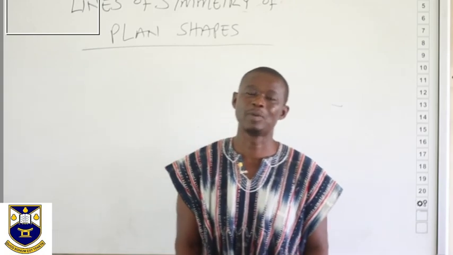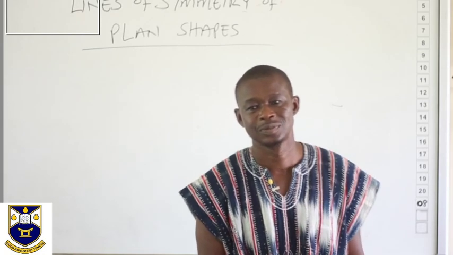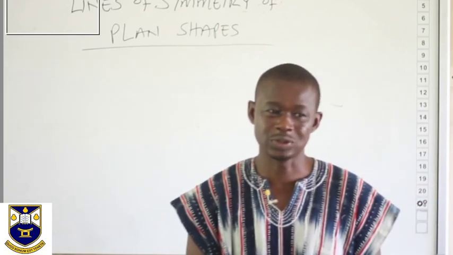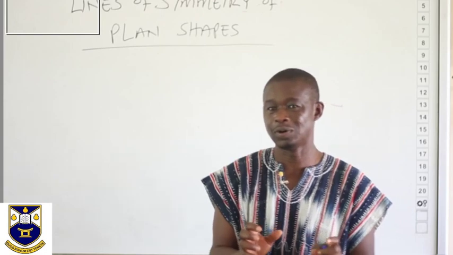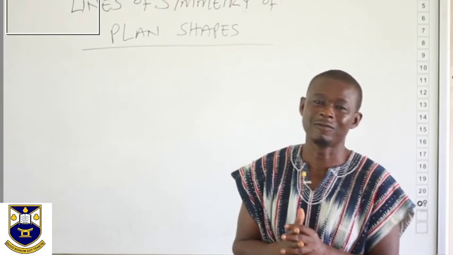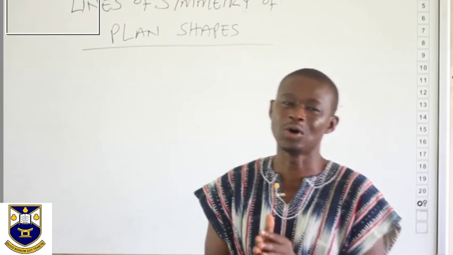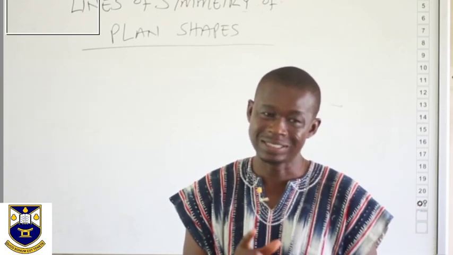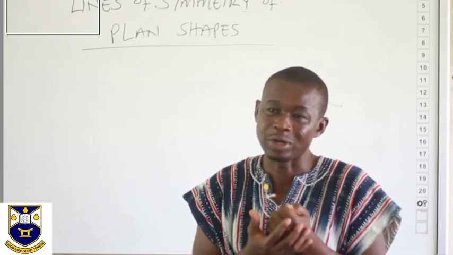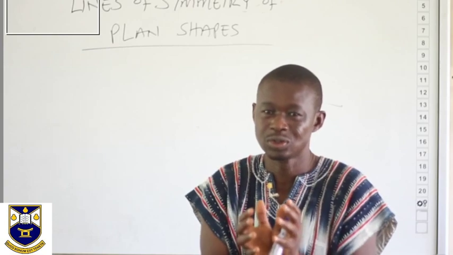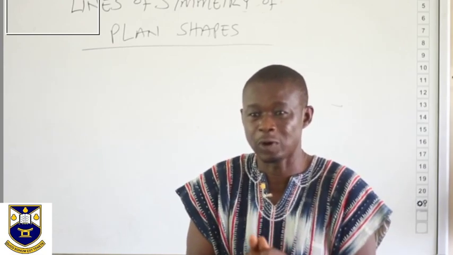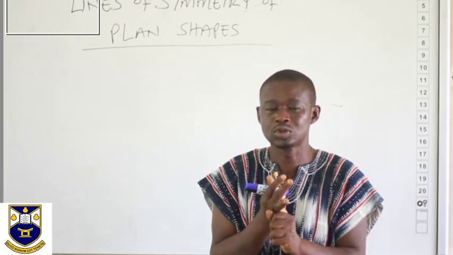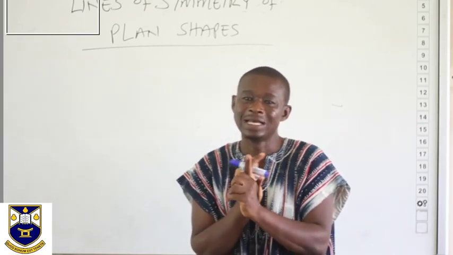Now let's come to the polygons. A polygon, as we saw, is a plane shape that is made up of 3 or more straight lines. Please note that this straight line we are talking about should be closed. So we say that it is enclosed. For it to be a polygon, it should be enclosed and bounded by straight lines.